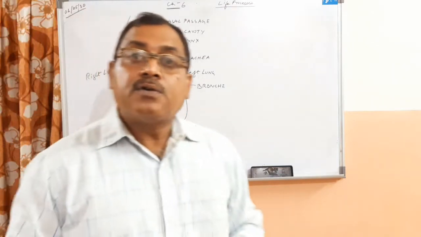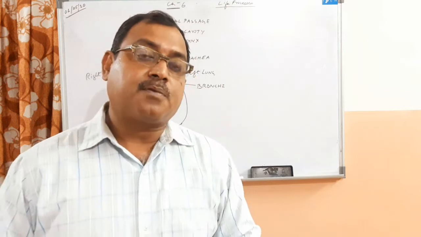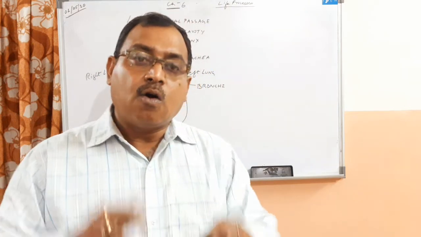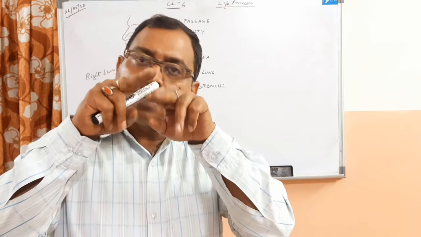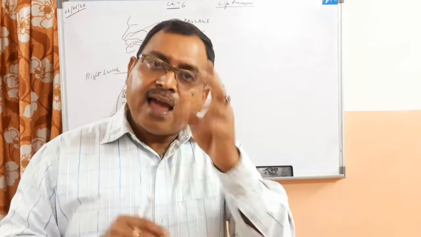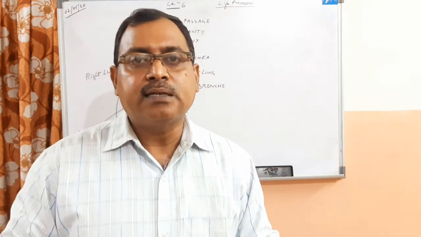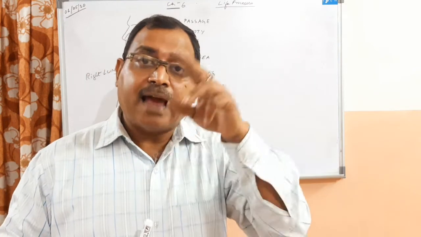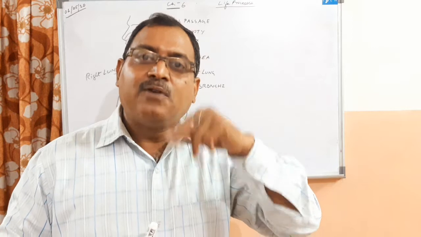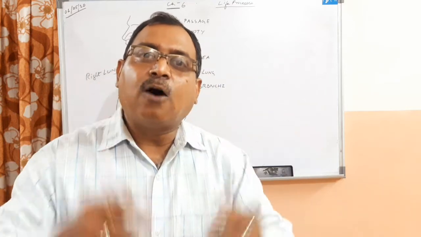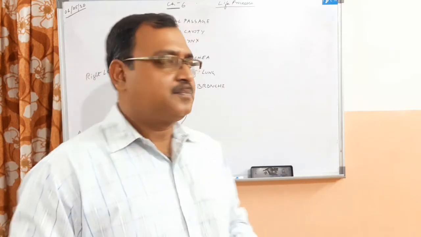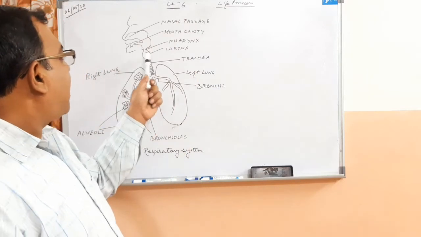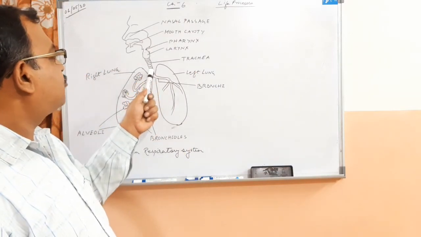Here sound is produced. The larynx is responsible for producing sound. Inside the larynx, vocal cords are there. These vocal cords vibrate and we are able to produce sound. If you want to speak loudly, the amplitude of the vocal cords will increase and a louder sound will be produced. Next, after the larynx is the trachea.